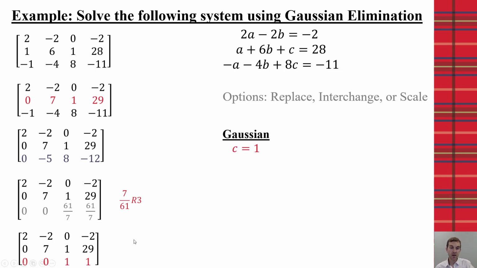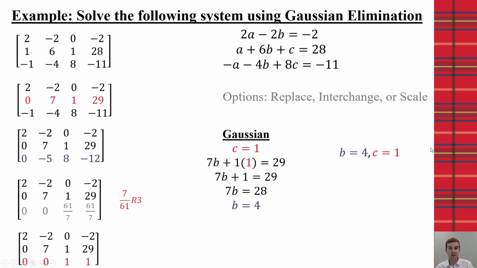Now I can take my value of 1 and substitute into my other equations, because this row is 0a plus 7b plus 1c equals 29. Let's substitute in the 1 for c and solve for b. When I do that, I get 7b plus 1 equals 29. So 7b is 28, which means b would have to be 4. So now I have two values, b and c.